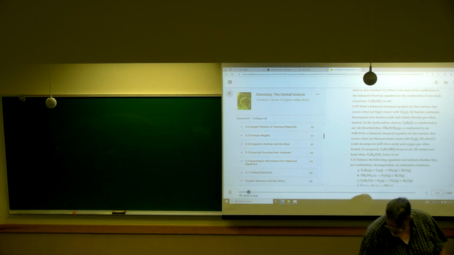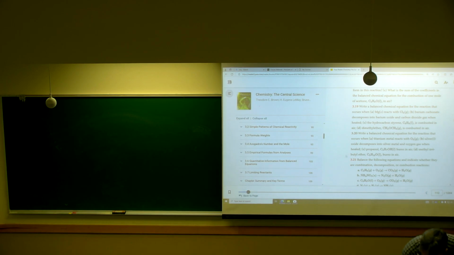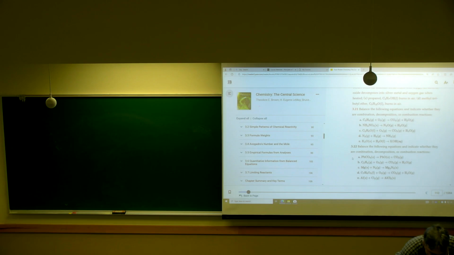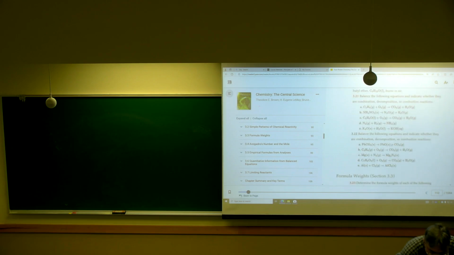What else did I give you in that section? 21 and 22. I'm more likely to do this on a test. Just give it to you and say balance it or whatever. So this first one, is this decomposition, combination, or combustion? One thing becoming 2 things. Decomposition. One thing coming apart into 2 things.